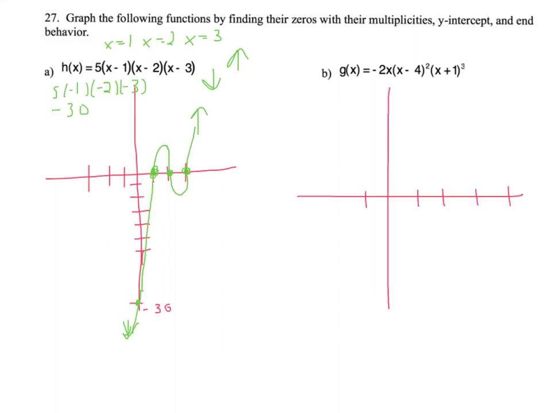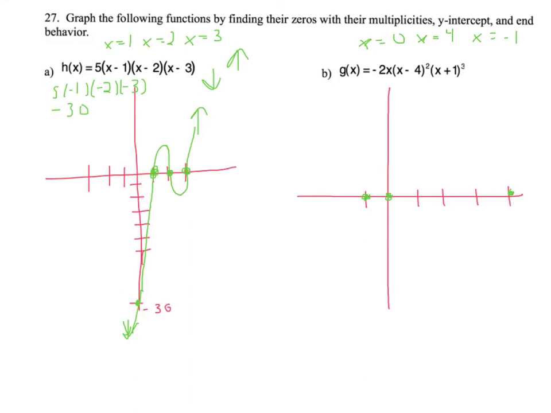For B, we have zeros at 0, 4, but since that is squared, we're going to have a multiplicity of 2, which means we'll form a parabola at that point of the graph, and negative 1. And since that has a multiplicity of 3, we'll form a sigmoidal at that point. So I'm going to put those 3 zeros on my graph. Okay, and then we need to do the end behavior.